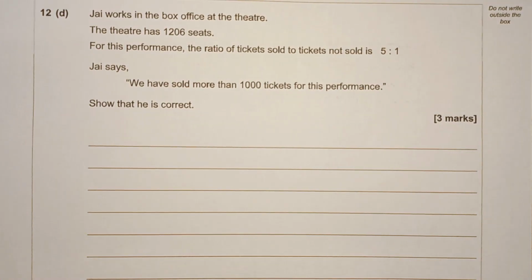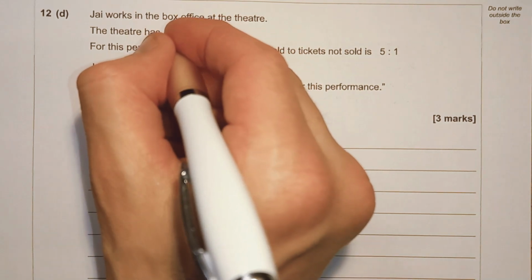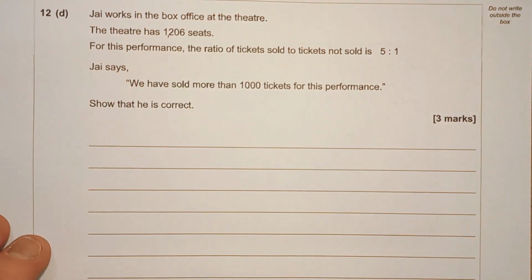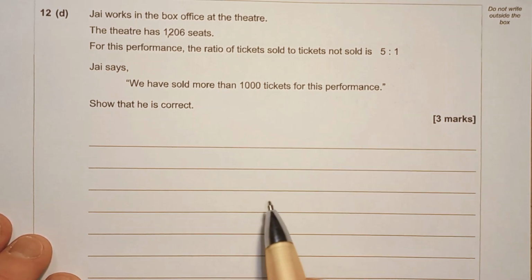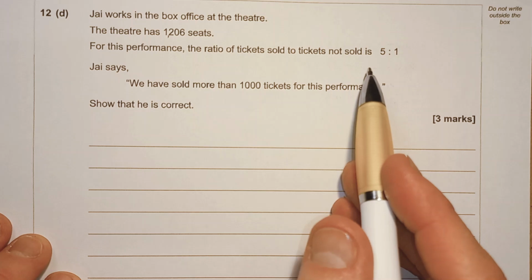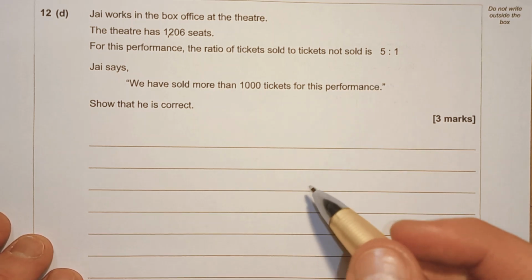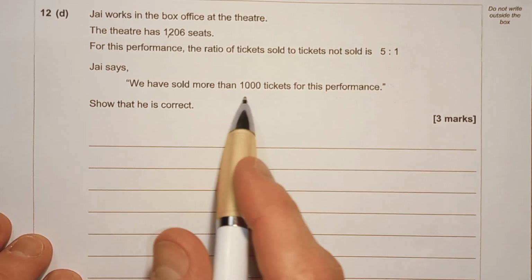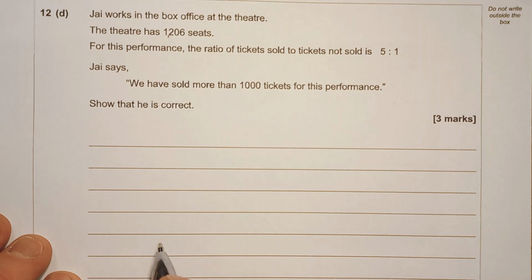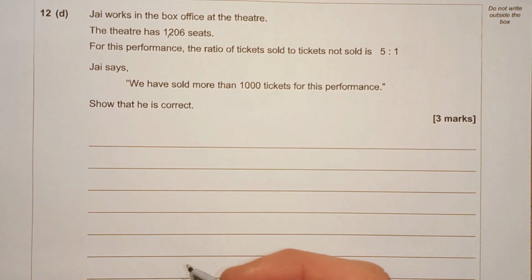And the final part on this paper. Jai works in the box office at the theatre. The theatre has 1,206 seats. For this performance, the ratio of tickets sold to tickets not sold is 5:1. So for every 5 tickets they sold, there was 1 ticket not sold. Jai says, we've sold more than 1,000 tickets for this performance. Show that he is correct.